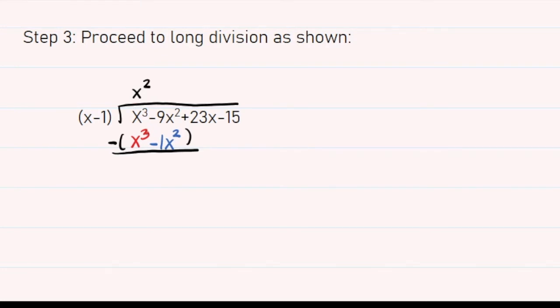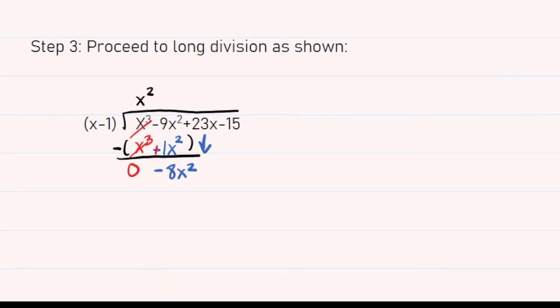Right, so when we subtract x cubed from x cubed, we get 0, so you can just cancel this out. And then we have to do negative 9x squared plus 1x squared, which will give us negative 8x squared. Right, so we're going to move the plus 23x down here. To get negative 8x squared, we're just going to do negative 8x. This will be negative 8x squared, and then this will be positive 8x.